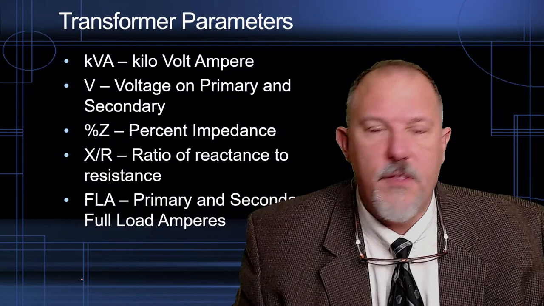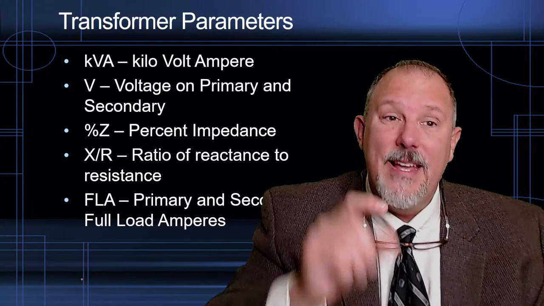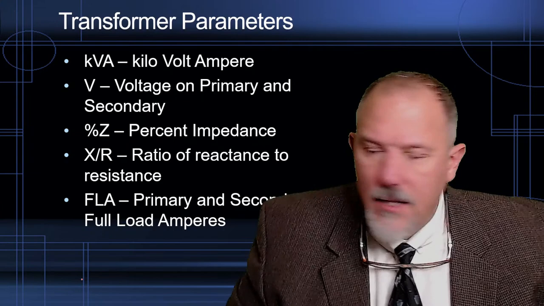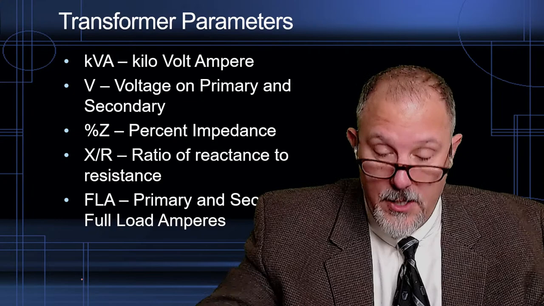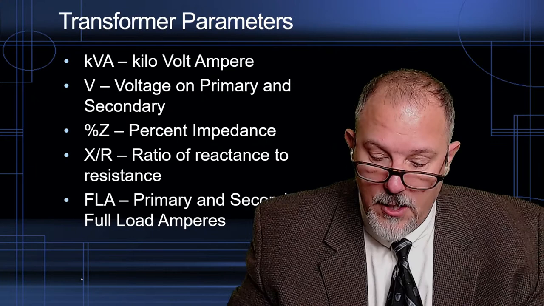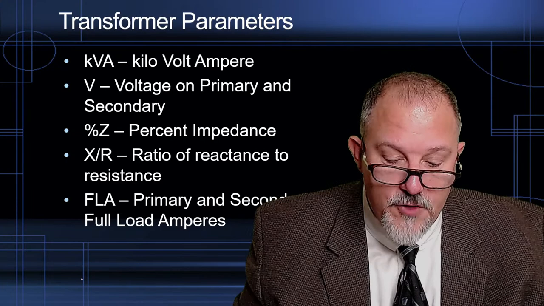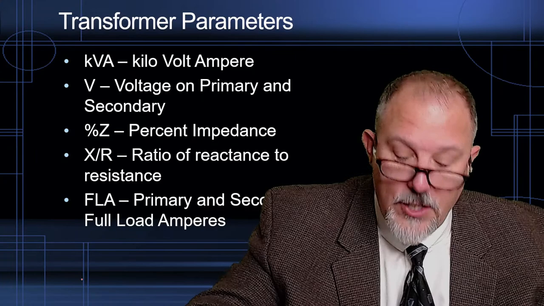The transformer parameters that we have to think about. KVAs, your kilovolt amperes. And this is an important thing. It's KVA. It's not watts. So when you're dealing with loads, like in Article 220, we went through this. Look at Article 220, your load calculations. 220.12, general lighting loads, we have volt amperes per square foot. We don't talk about watts per square foot.